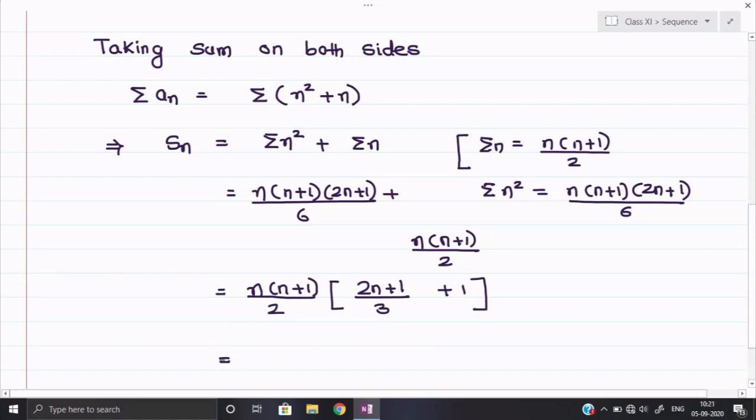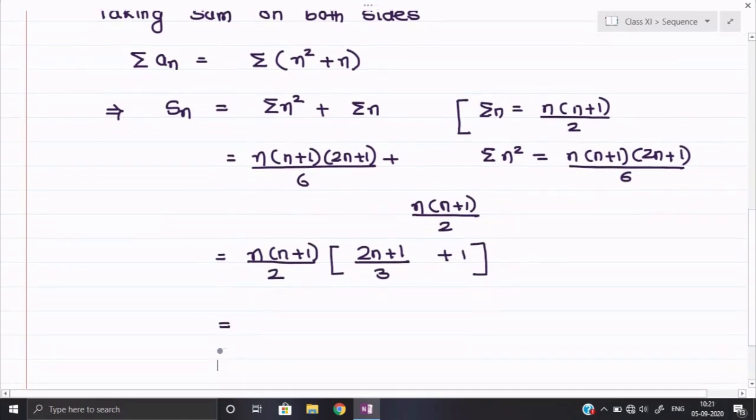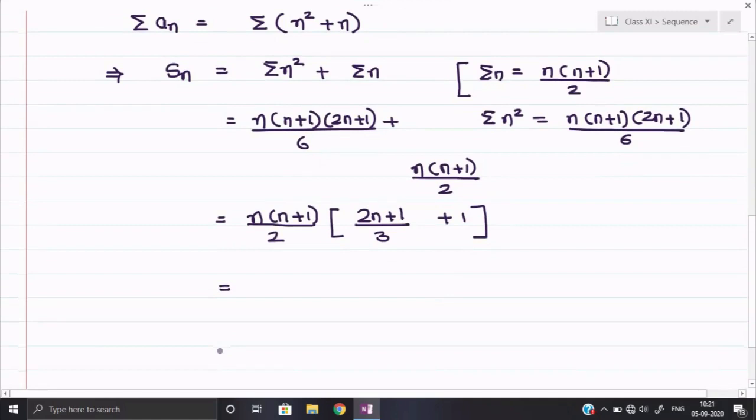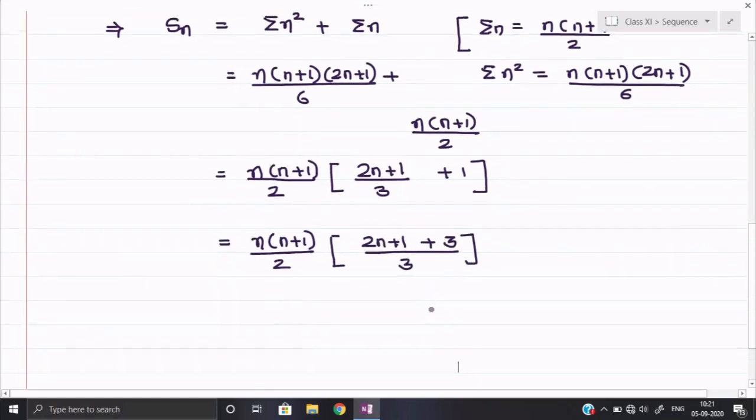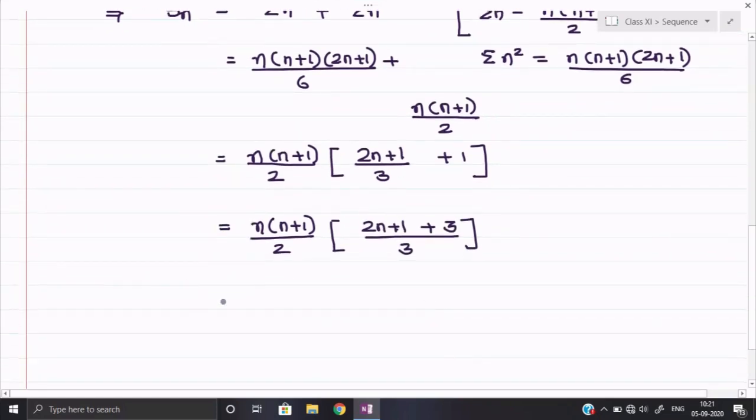Now moreover we'll simplify. Whenever you are simplifying, think about taking common. Otherwise, if you directly handle the given terms and take the LCM, it will become more lengthy. So first of all take common and then take the LCM. So here the LCM will be 3. So 2n plus 1 plus 3, this will become 2n plus 4, and from that I am taking 2 common.